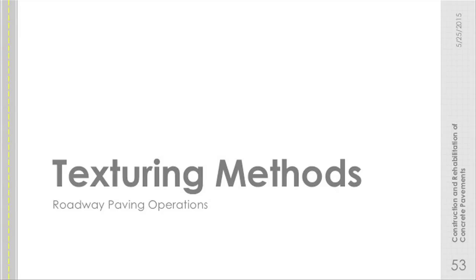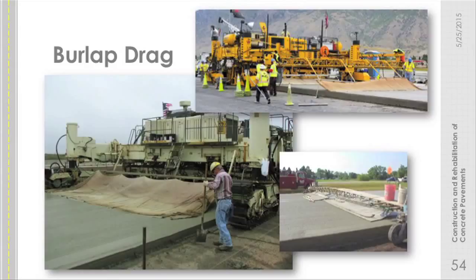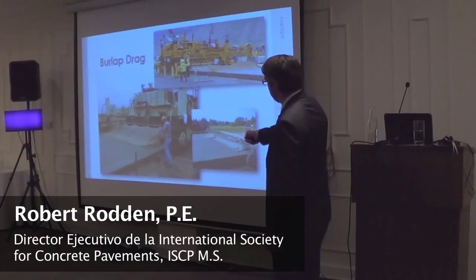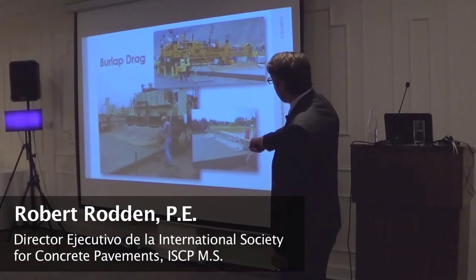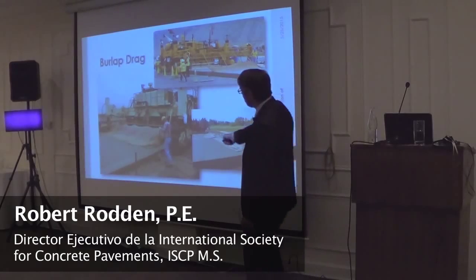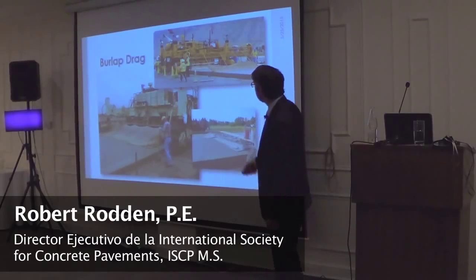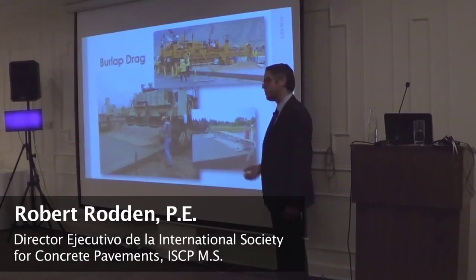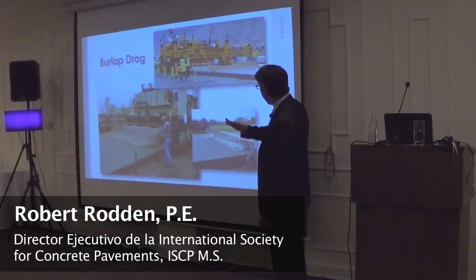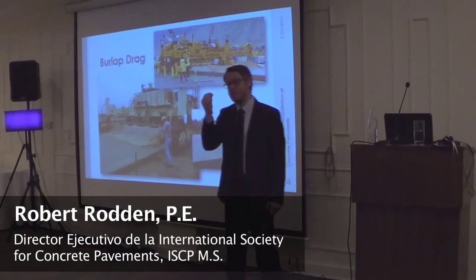Texturing methods. We have a lot of different methods that we can use depending on what your requirements are, more for speed and friction than anything else. We will almost always start with the burlap drag. It's typical anywhere in the US, Canada, see it in Mexico too. So North America. This is just a sheet of burlap fabric. It's weighted down a little bit with some sand in there, and they're keeping it moist so it doesn't pull moisture from the surface. But this just drags across the surface and creates a nice micro texture.